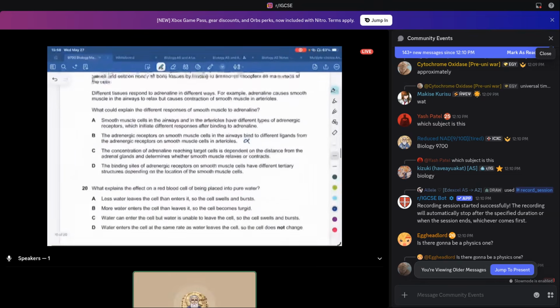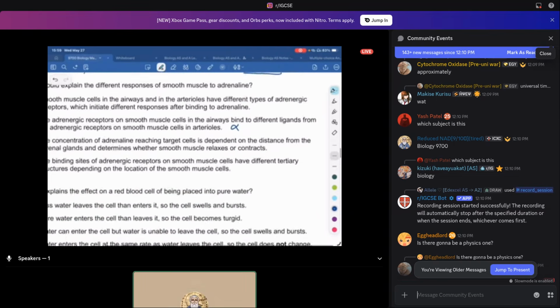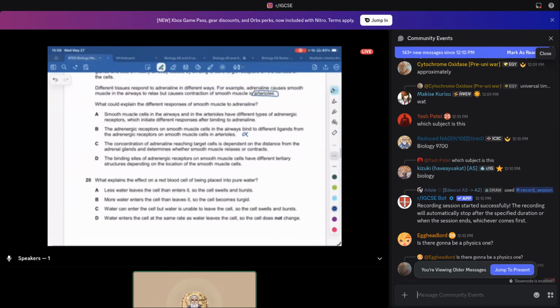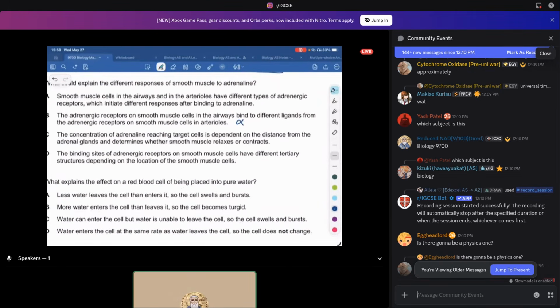C, concentration reaching, total distance from the adrenal glands, and whether smooth muscles relax or contract. Now, contraction of smooth muscles in arterioles. Now these arterioles are even further than the ones in the lungs. They could be in the brain. Okay, they could be near your eyes. So the distance has nothing to do with it. Your adrenal glands are over your kidneys. So which is closer? Even if we say it's further or closer, there are also arterioles that are closer to the adrenal glands, such as the ones in the kidneys.